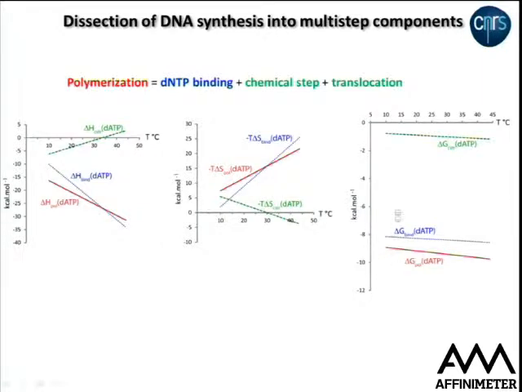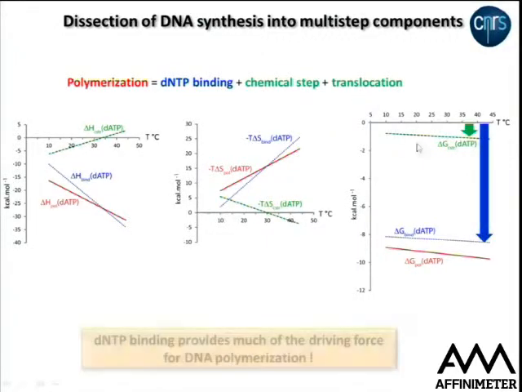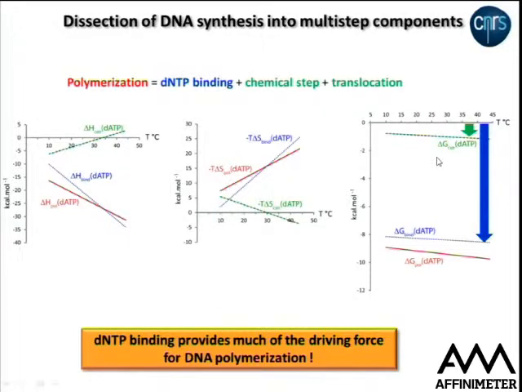And what is interesting, if you focus on this graph, is that the polymerization reaction alone, the chemical step, is purely entropic, whereas the binding only is highly enthalpic. And this strongly suggests that it's the dNTP binding that provides most of the driving force for DNA polymerization, and not, as expected, the chemical step.